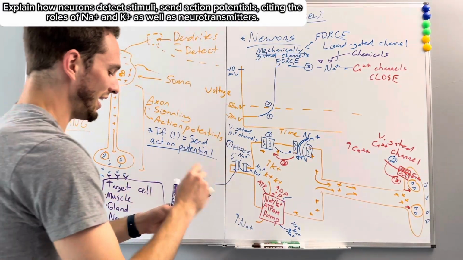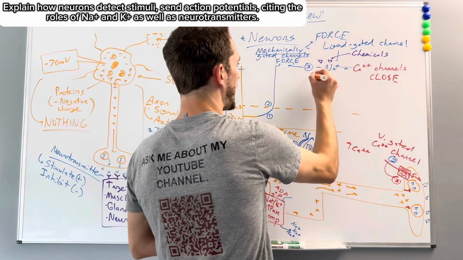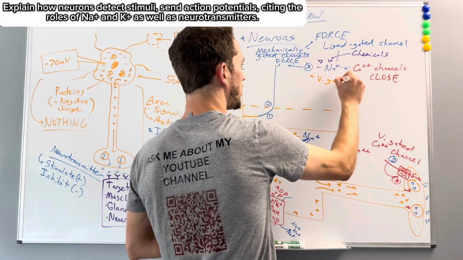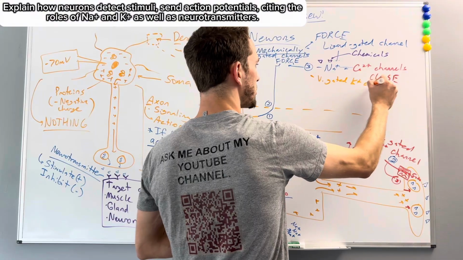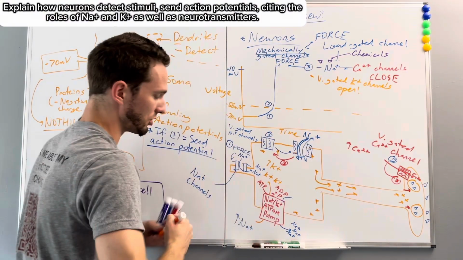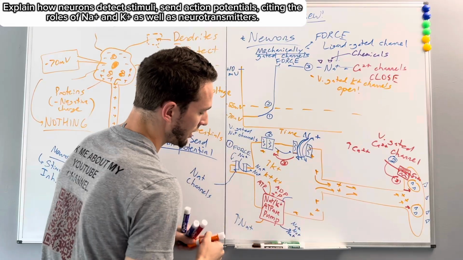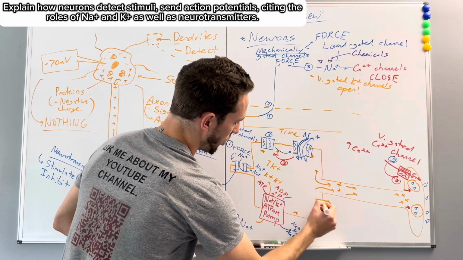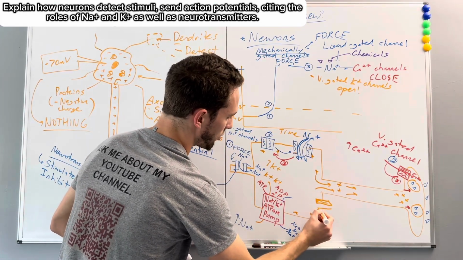But at this point as well, we will have voltage-gated potassium channels opening. Voltage-gated potassium channels open. So at this point, let's draw it over here. Here's a voltage-gated potassium channel opening at 3. Okay, so we're going to draw 3 here.